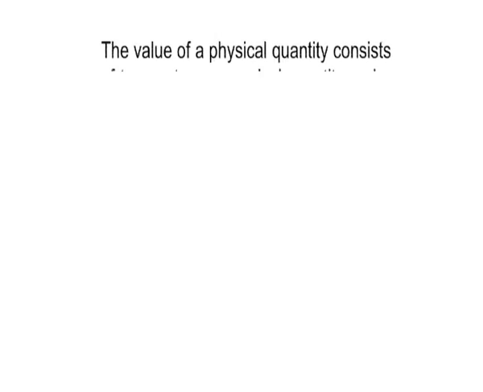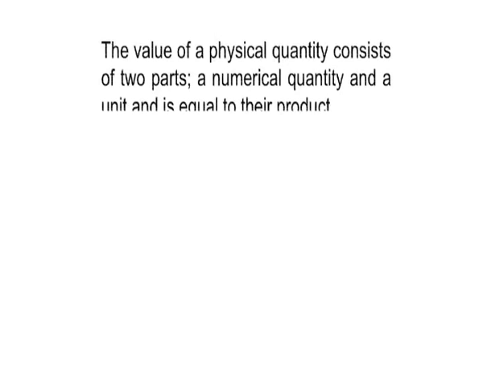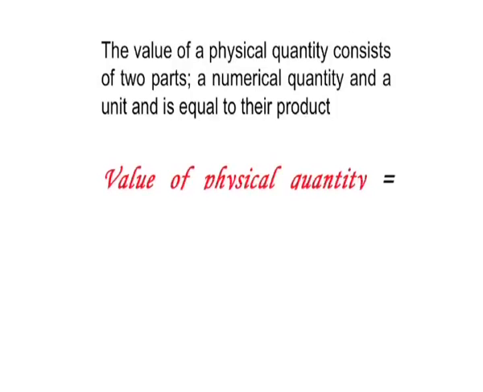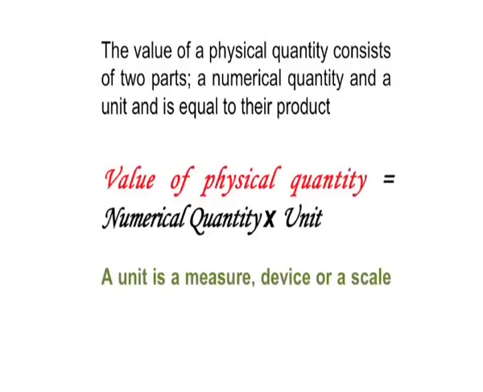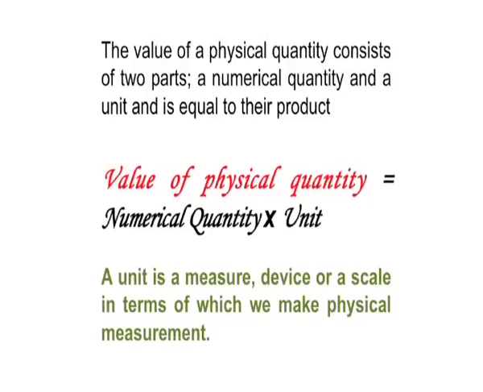The value of a physical quantity consists of 2 parts, a numerical part and a unit, and is equal to their product. So, if someone asks you the definition or a simple formula for the value of physical quantity, it would be equal to the product of numerical quantity with the unit. So, what is a unit? Unit is a measure, device or a scale in terms of which we make physical measurement.